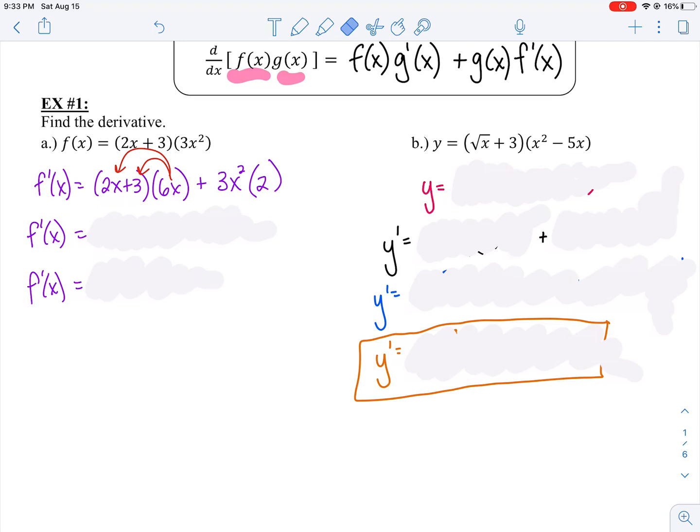6x times 2x and 6x times 3 is 12x squared plus 18x. And then 3x squared times 2 is really a 6x squared. I can now combine my like terms, and I end up getting the derivative as 18x squared plus 18x. But I had to do the product rule there.